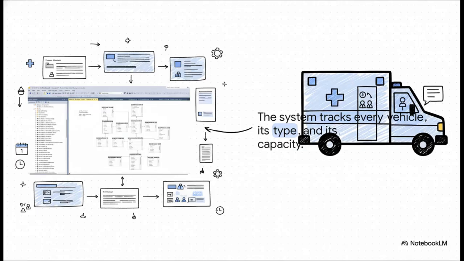And just like with the staff, the system tracks its vehicles with some serious precision. It's got a master list of every ambulance, of course, but it goes way deeper. It connects each vehicle to other tables that define its specific type and even its passenger capacity. So the system doesn't just know which vehicle is which, it knows what kind of vehicle it is and exactly how many patients it can handle. This isn't just an inventory list, it's a tactical overview of your resources.